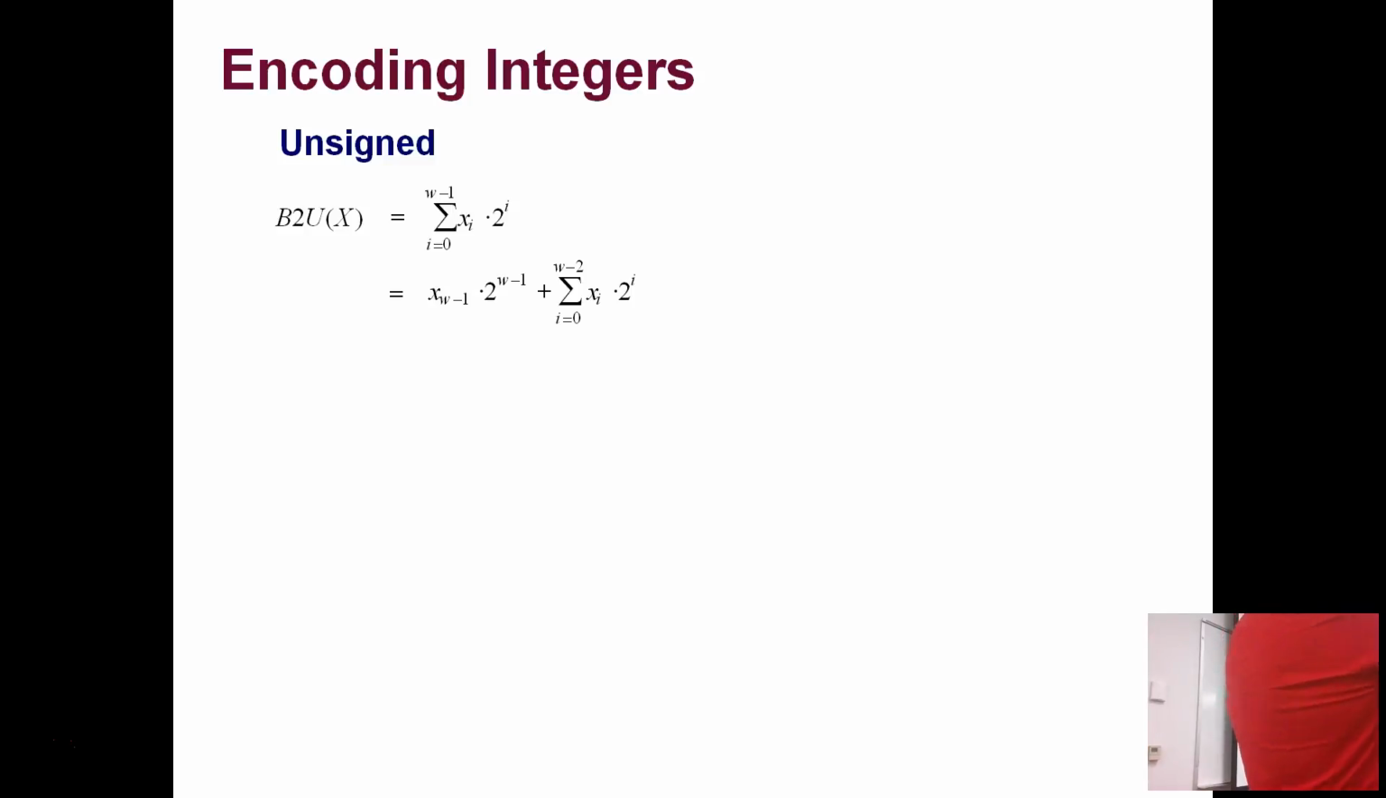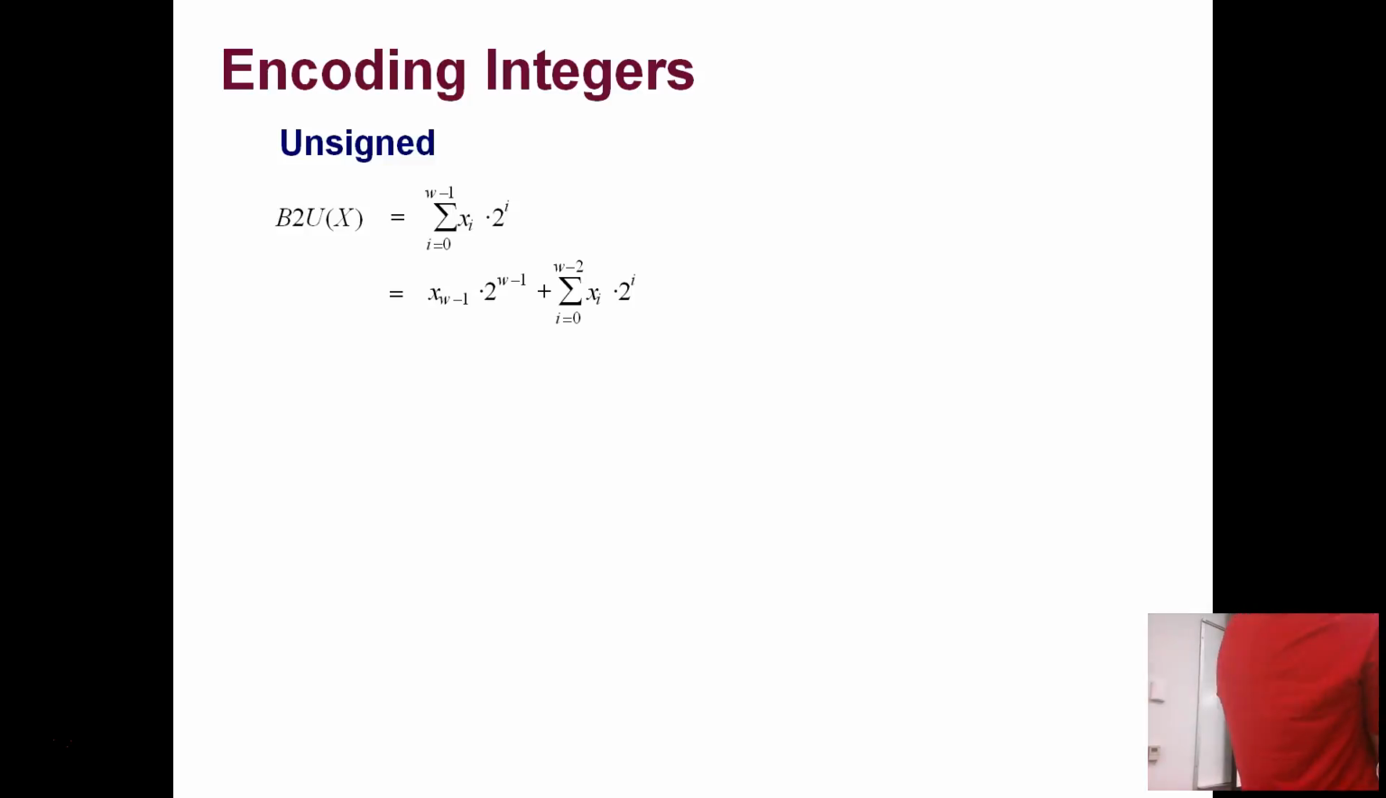That's what B2U means. Given some number x, this is the formula we saw last class. You take the sum of the values of the bit positions, 2 to the i, times what that bit position has, either a 0 or 1. You add them all up, and that's the decimal value for x.